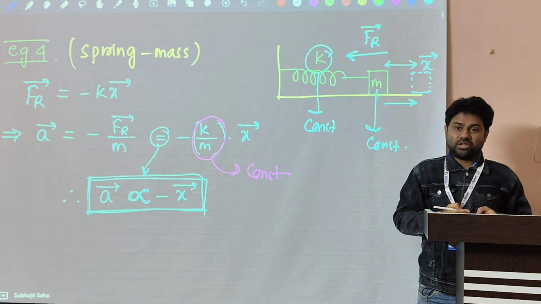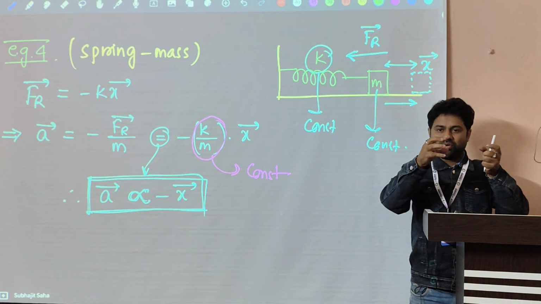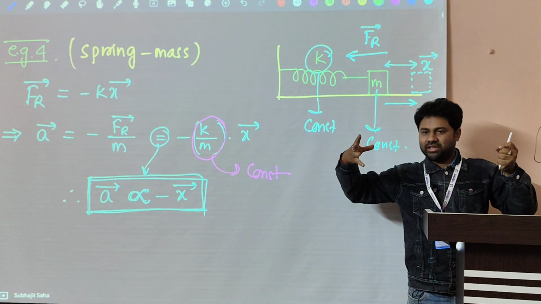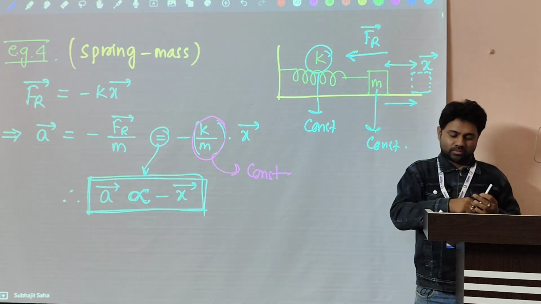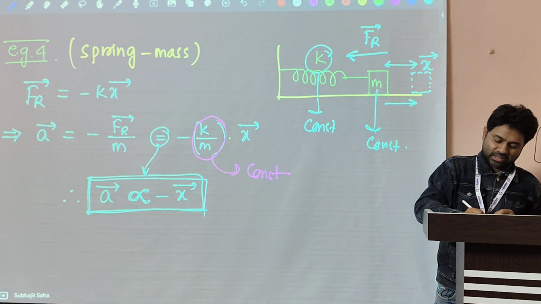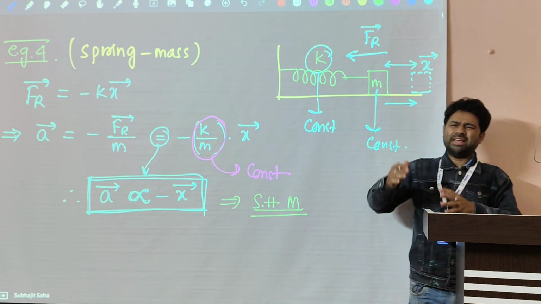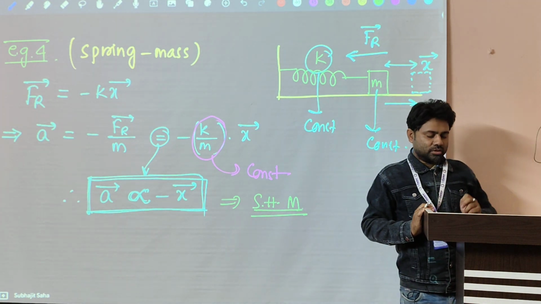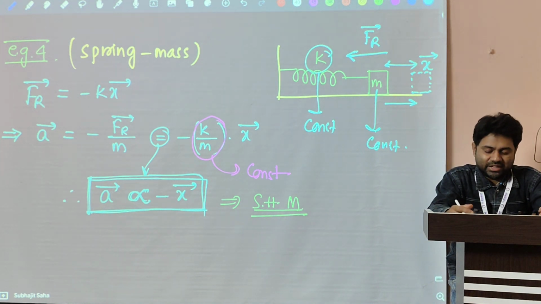Now this was our definition for SHM. So the motion of the block, if you connect a block to a spring, just pull it slightly and release, the block will oscillate and the motion will be simple harmonic because acceleration is proportional to minus x. There are many examples that can be cited which are simple harmonic motion. We will study many more motions later.